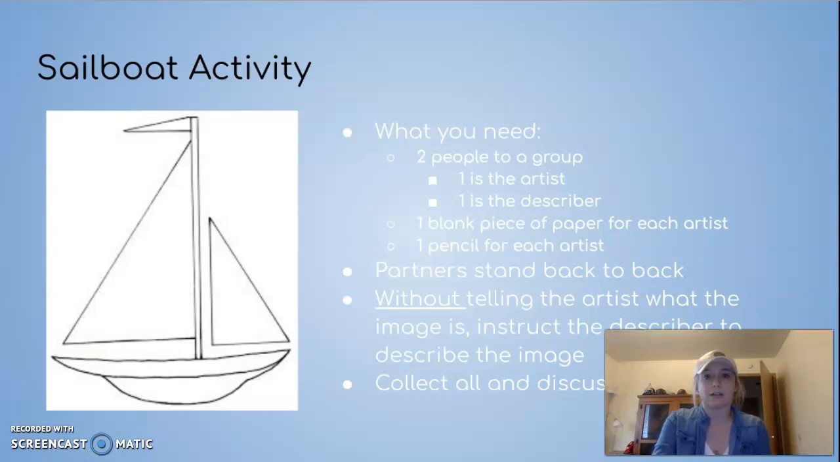And if the describer didn't mention how big the first triangle is, chances are the entire picture is going to be skewed. So just have them talk about the difficulties that they had with this activity, and then they will hopefully be able to understand how important descriptions are when it comes to writing and speaking.